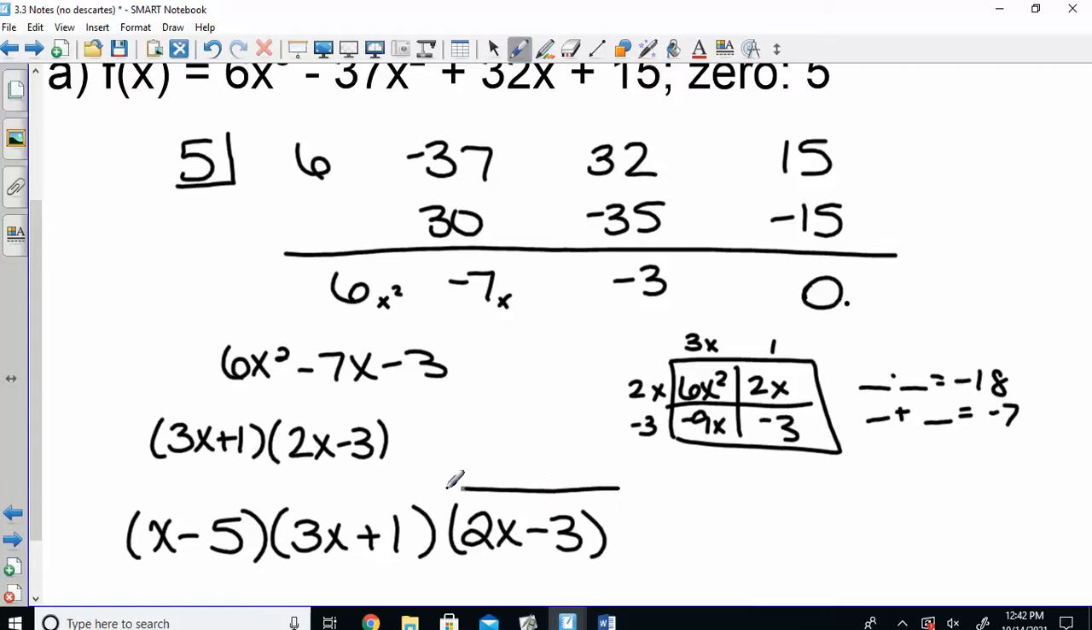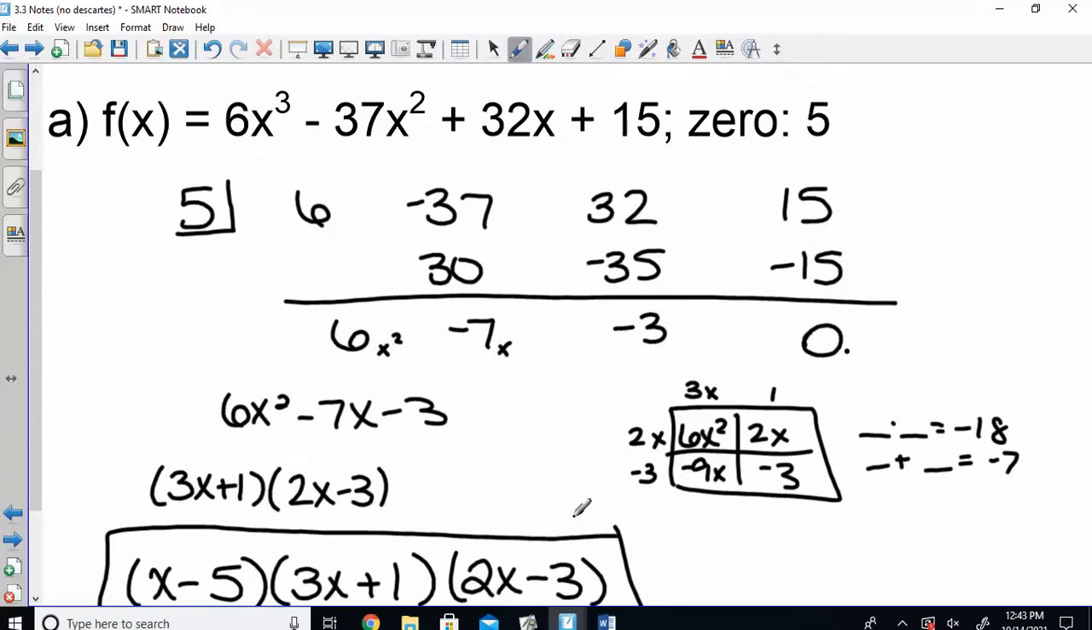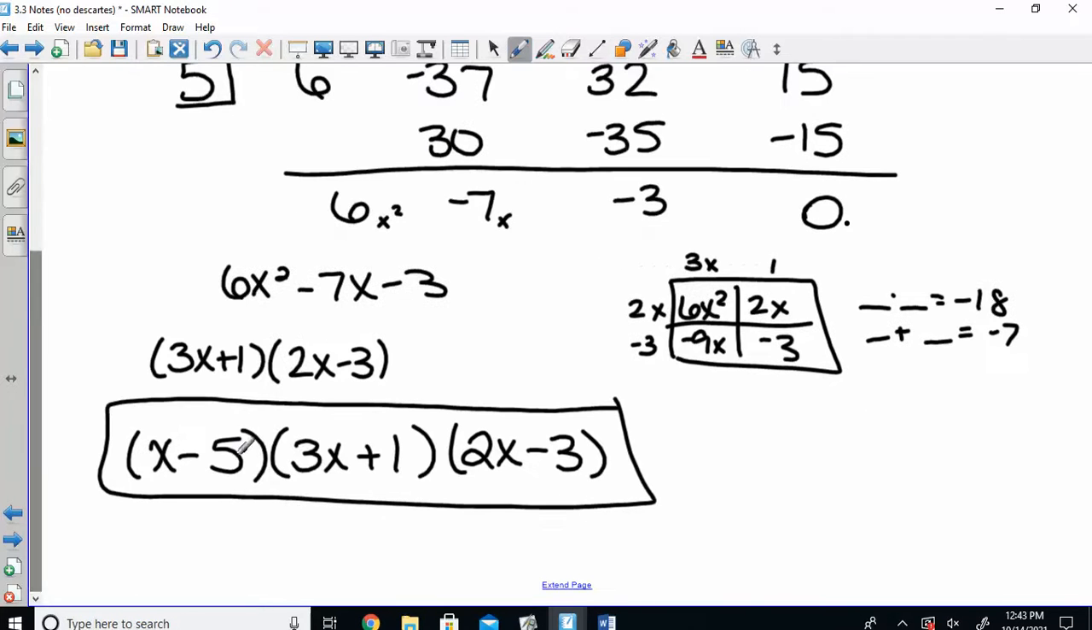5 is a 0. So what has to be a factor? X minus 5. That is my 3rd parenthesis. If you took all of these parentheses and multiplied them out, you would get that original polynomial. Kind of some hints, things to look for. It was an x cubed, so most likely we're going to have 3 parentheses. It would have 3 zeros. If I asked you to find the zeros, all you would have to do is set each of those parentheses equal to 0, and you would get them all.